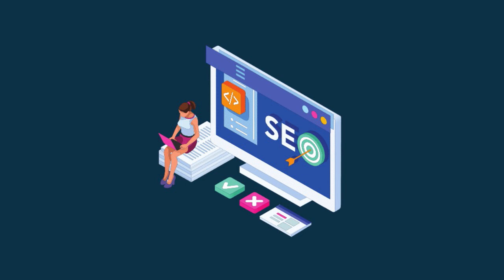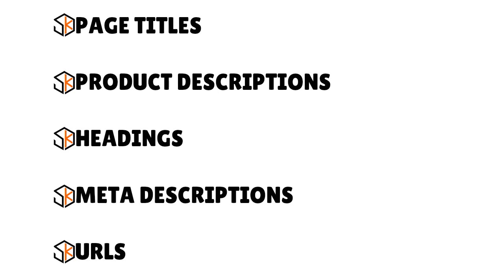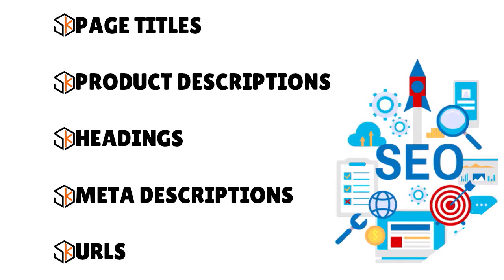So when we talk about SEO, we're talking about you having the proper keywords when it comes to page titles, product descriptions, headings, meta descriptions, URLs, and so on and so forth. You got to have that. And you have to do this on a consistent basis. When we talk about SEO, this is not just a one-time thing. I just set it up and that's it. No. You want to make sure that you are able to do this on a consistent basis.